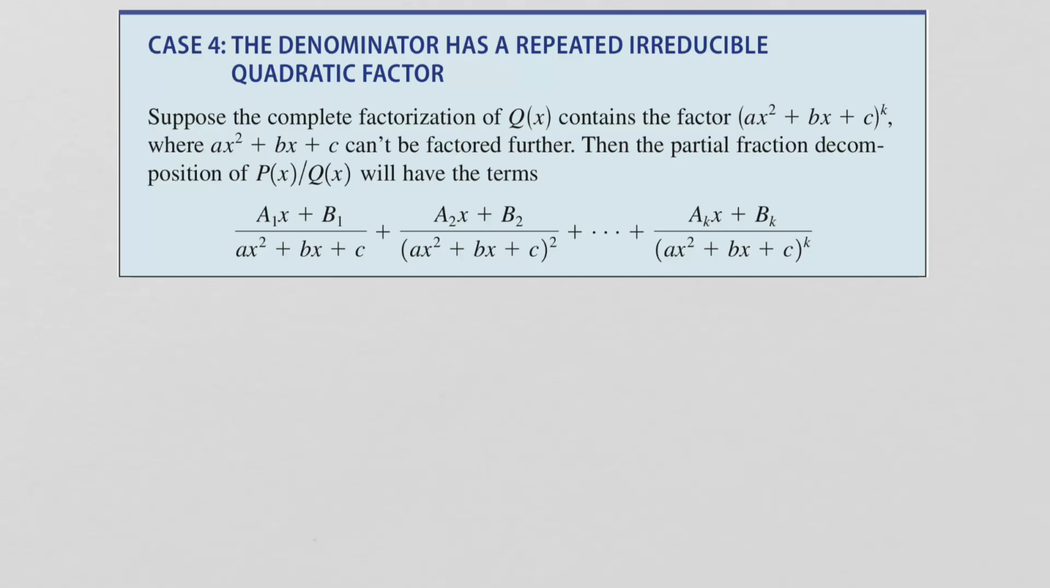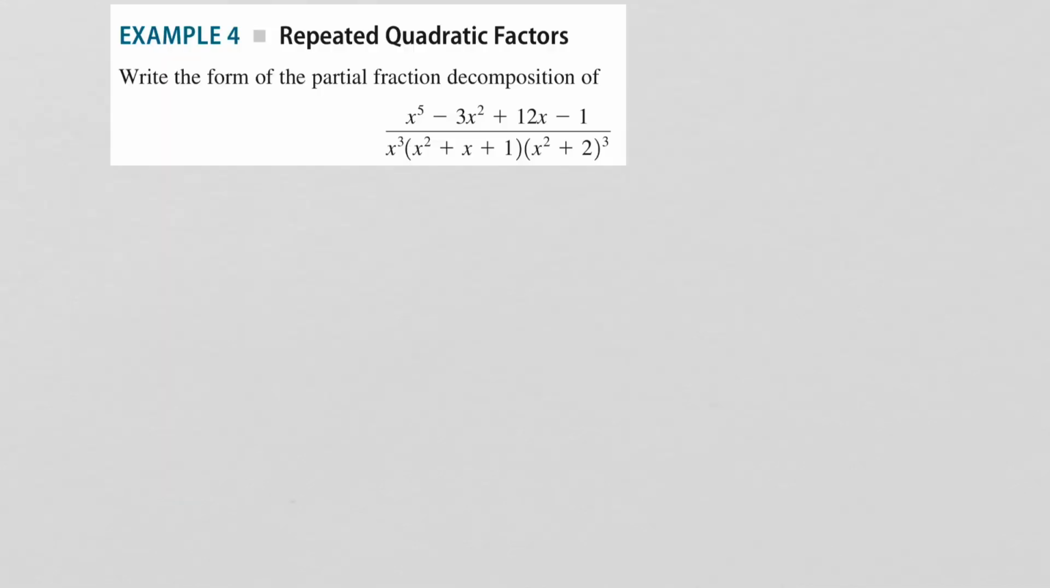And finally, if you have repeated irreducible quadratic factors, we treat those the exact same way that we treat repeated linear factors. So let's go ahead and take a look at an example. In this case, let's point out first of all that we do indeed have a proper fraction here, because the degree of the denominator, you have a third degree times a second degree, which is a fifth degree. And then this right here is a sixth degree. So the denominator is an 11th degree polynomial.